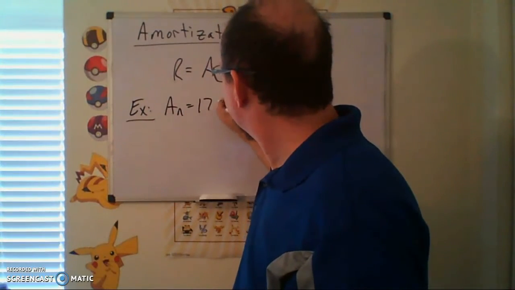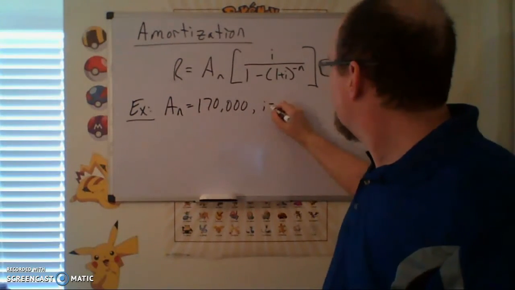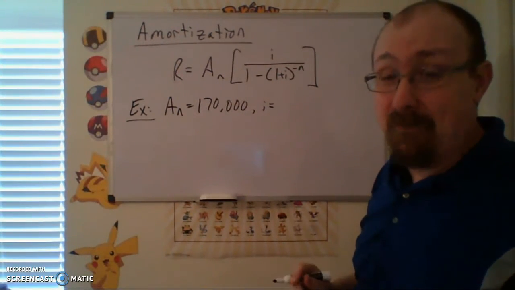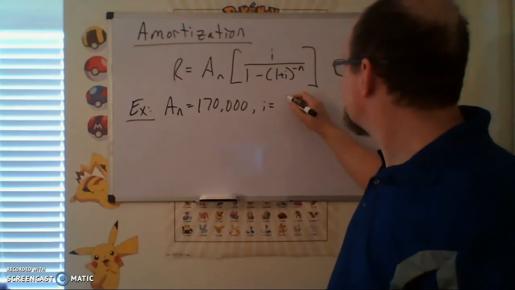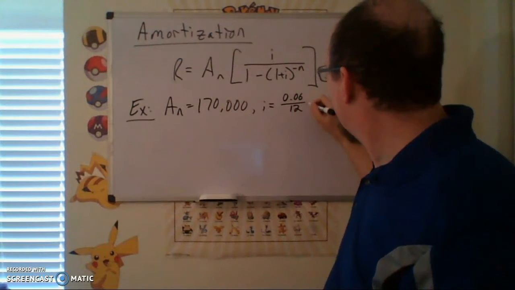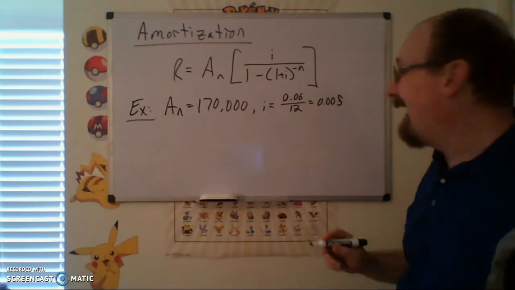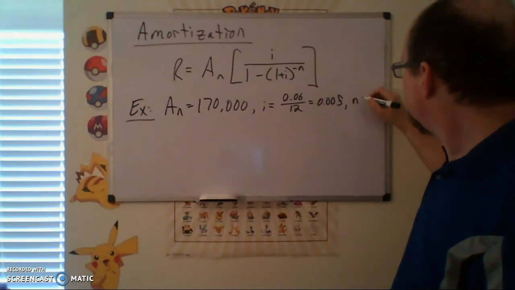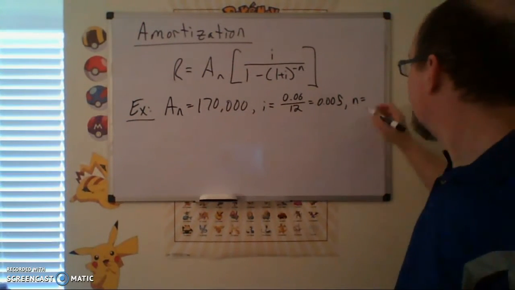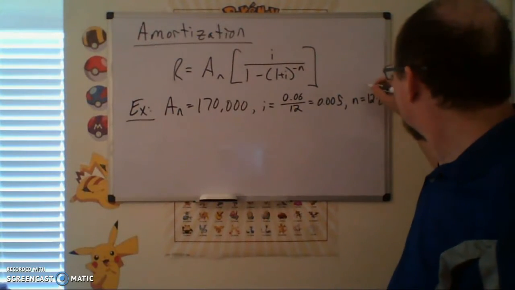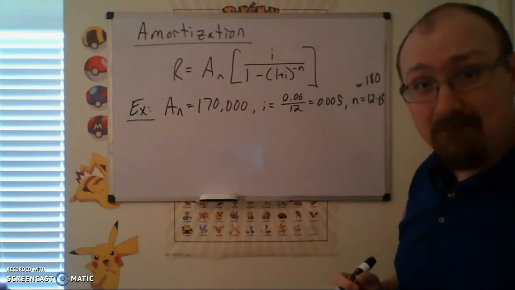So in this instance, we've got 170 grand as our A sub n. Usual song and dance at this stage. It should feel really familiar. We take our annual interest rate of 6%, divide by 12. So our periodic rate is 0.005. And then N is going to be 12 times 15, because there's 12 months in a year. That should give me 180 payments in total that are going to get made.